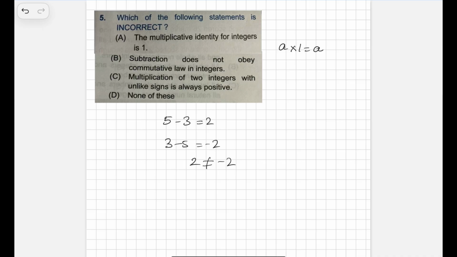Commutative property states that if we change the order of the operands, the result should be the same. Next, the third one is, multiplication of two integers with unlike signs is always negative, because plus and minus, if you take these two, it is always negative. With two plus signs, it is always positive. With two negative signs, the product is always positive. So this option is incorrect.